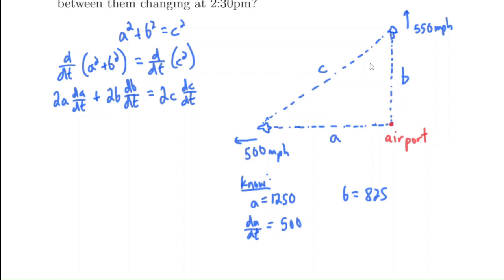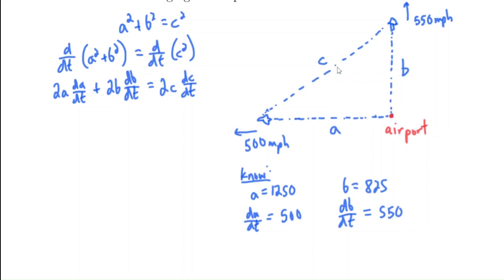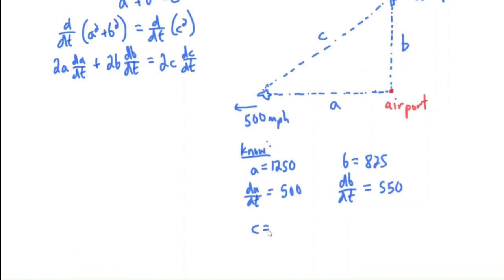And the C, oh, by the way, what is dB/dt? Well, dB/dt, how fast is B increasing? Well, it's 550 miles per hour. Okay, now the question is, what's dC/dt? That's the question. But we can now figure out what C is. In fact, C should be the square root of a squared plus b squared, right? Because a squared plus b squared equals c squared. So C should be the square root of 1250 squared plus 825 squared.